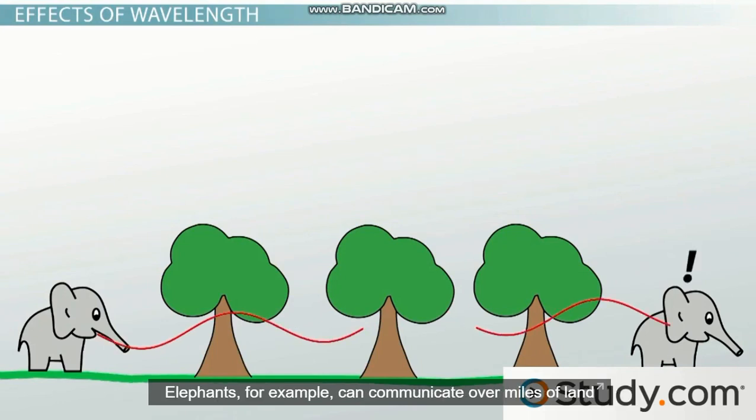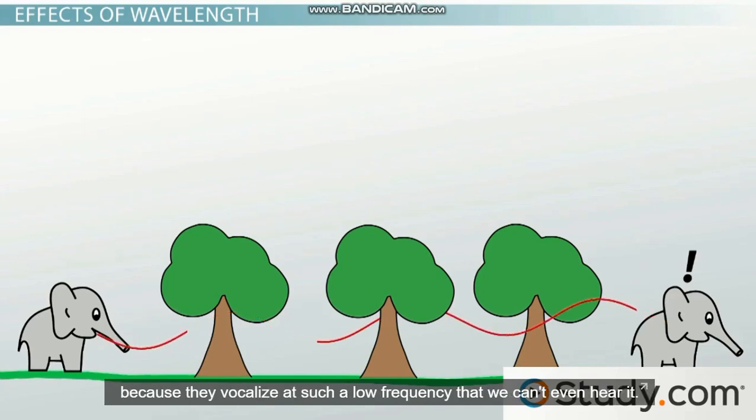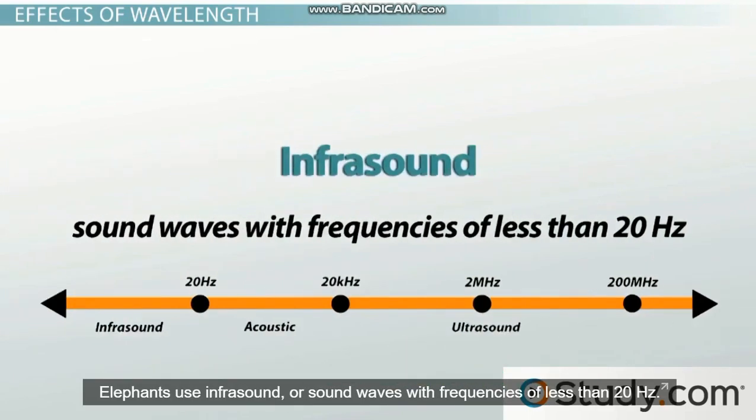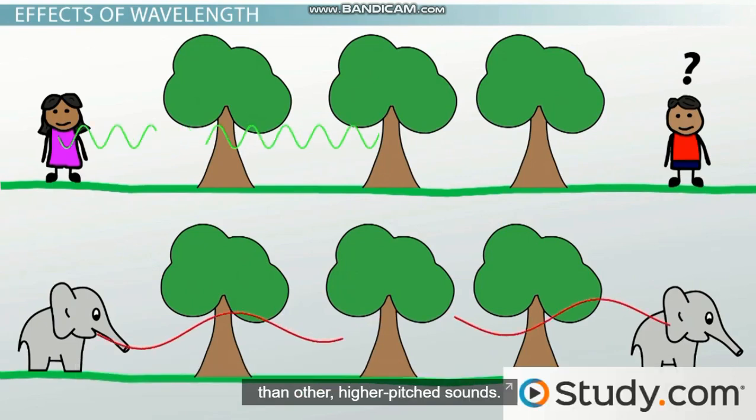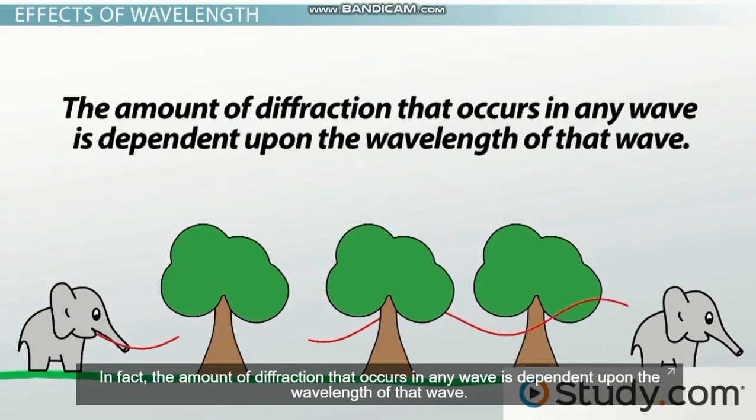Elephants, for example, can communicate over miles of land in order to keep their herds together while they're traveling. People haven't always known about elephant communication because they vocalize at such a low frequency that we can't even hear it. Elephants use infrasound, or sound waves with frequencies of less than 20 hertz. These low-frequency, long-wavelength sounds actually diffract around objects to a higher degree than other higher-pitched sounds. In fact, the amount of diffraction that occurs in any wave is dependent upon the wavelength of that wave.